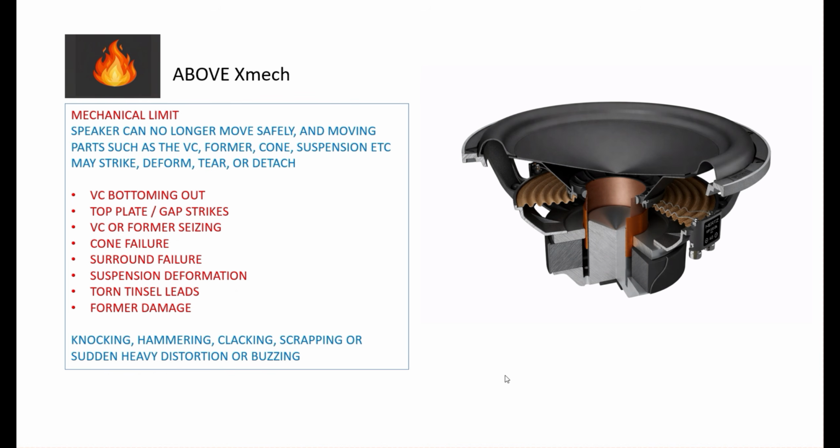And then, if you push it above the Xmech, which is the physical limit, well, okay, now you're going to potentially cause damage to the speaker. The voice coil could bottom out and hit the bottom of the magnetic gap. Because the speaker cone is now so uncontrolled, you can have the voice coil striking the pole piece or the top plate or something like that, or getting jammed in the magnetic gap. The cone could tear, the spider could tear, the tinsel leads could tear, a whole bunch of things. So you'll hear knocking, hammering, buzzing, or the speaker will just suddenly stop driving.